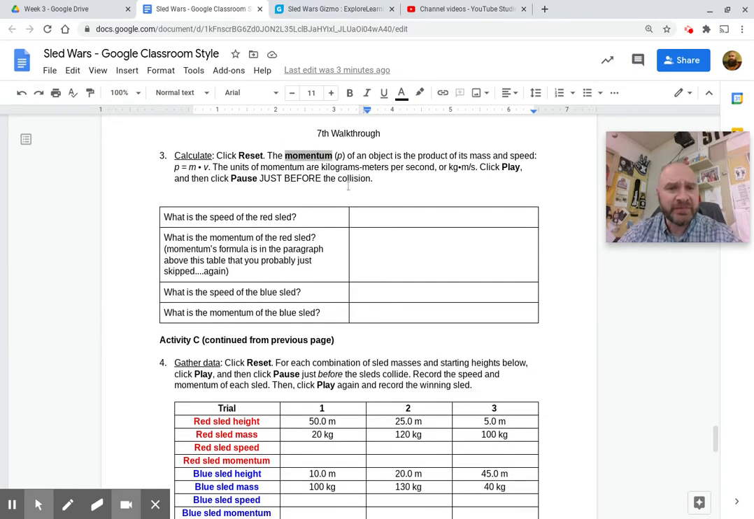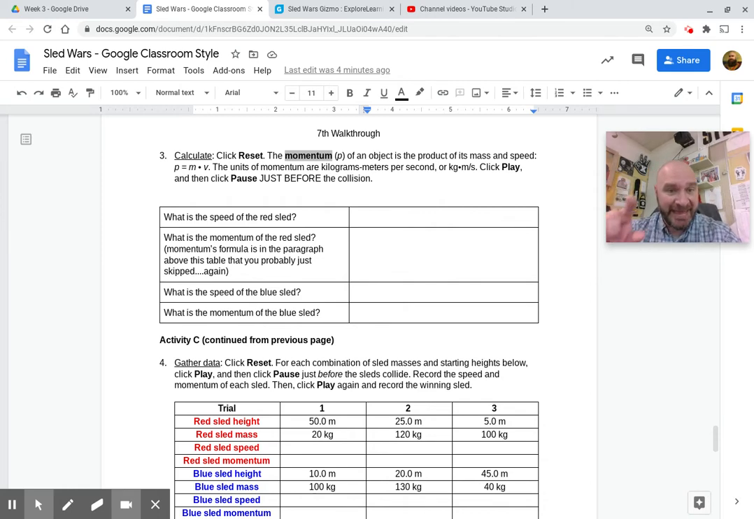All right. The momentum, and they put this in bold and in highlight for a reason. We're going to be using it later. They're saying that they're going to use the letter P to stand for momentum. I don't know why, they just do. The momentum of an object is the product, multiplication, of its mass and speed. So P, momentum, is equal to mass times V, which they're using for speed. The units of momentum are kilograms meters per second, or kg·m/s. That's a weird label, but we're going to use it.